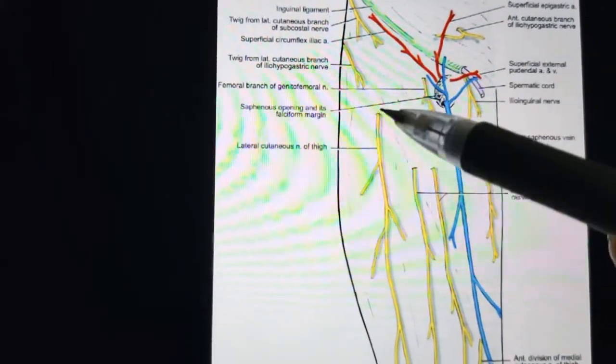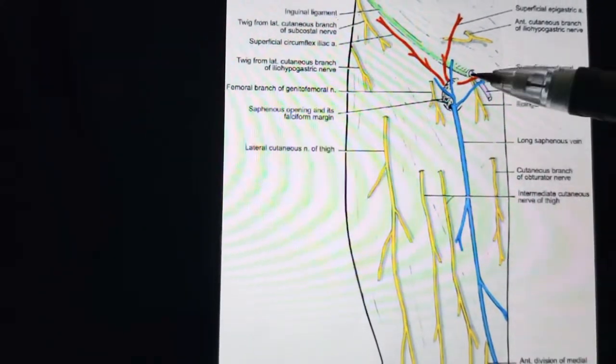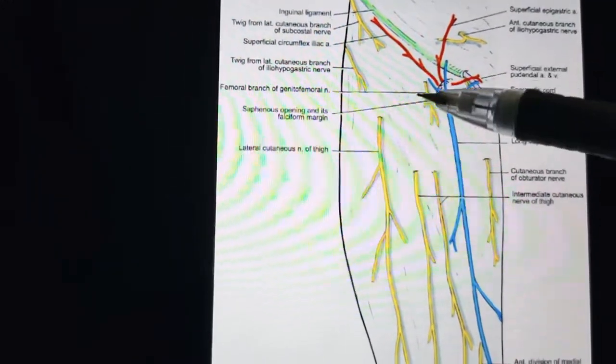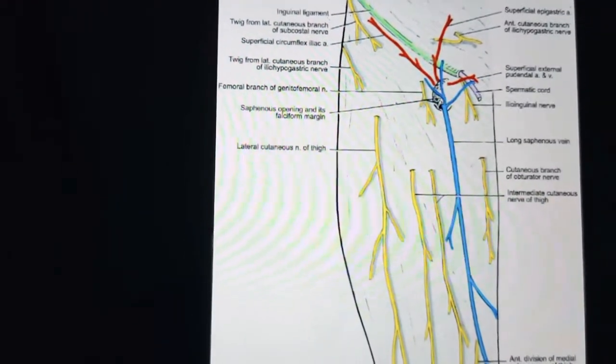Here also you can easily guess, because genito, here will be some genital area near to it, femoral because it's a thigh region. So genitofemoral nerve. Before, we discussed the ilioinguinal nerve, now the genitofemoral nerve. Next, coming to the lateral cutaneous nerve.